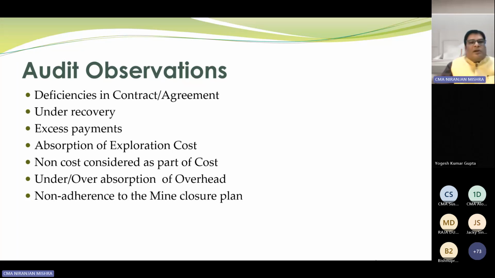We have discussed, I have told you, 3 to 4 points. What you have to see during the course of audit, what the loopholes in the contract agreement are. I have given 3 or 4 examples. Then come to under recovery. Suppose the company has some activity.